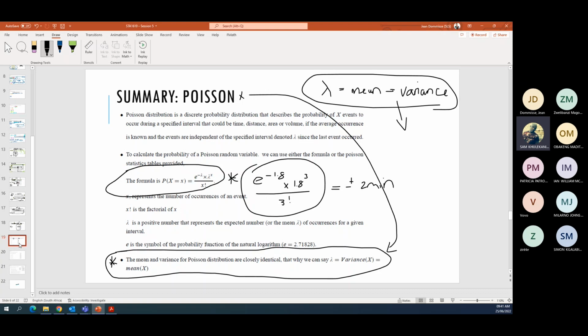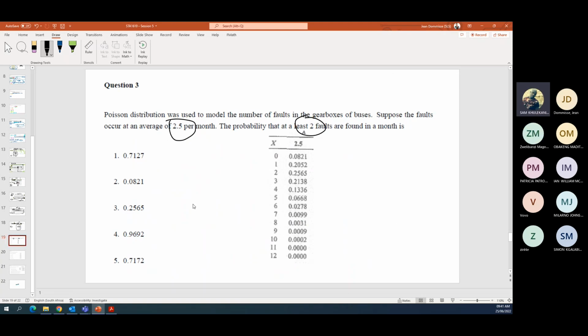So Jean, basically you're saying the formula part of this whole thing, we're not supposed to master that. We can just use the tables. You can just use the tables. So there's no question that will come that needs me to use the formula. No. So you will see in assignment 2.